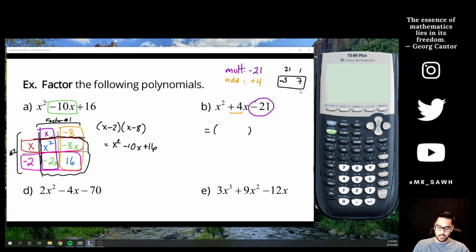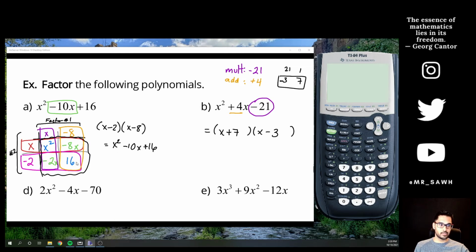And once I find them, as long as my x squared coefficient is 1, I can jump straight to these two factors. Essentially, if I know the two numbers, I know the factors. One of them is going to be x plus 7. The other is x minus 3. The variable goes in first. The numbers you found, along with their signs, so those integers, go in second.